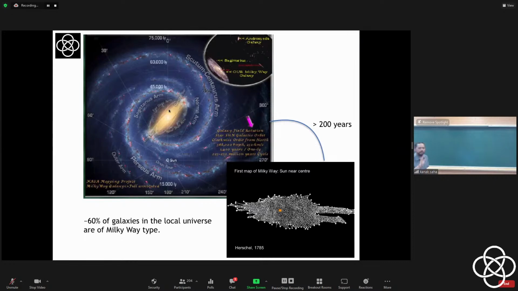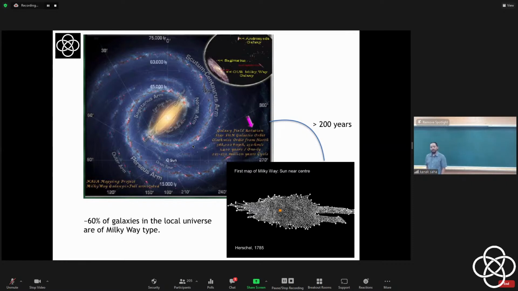This should be applicable to most of the spiral galaxies in the local universe. The big image that we show is the artistic impression of the Milky Way, and the sun is located at 8.5 kiloparsec from the center and is orbiting around the Milky Way in the anti-clockwise direction, with a velocity at the location of the sun of around 220 kilometers per second.